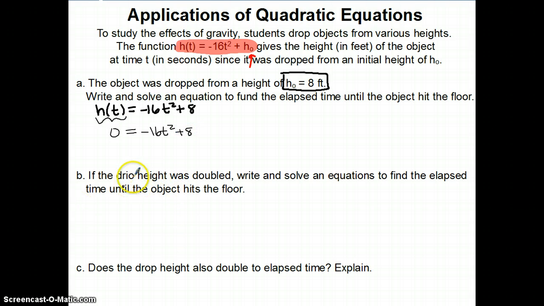Part B. This should say if the initial height was doubled, write and solve an equation to find the elapsed time until the object hits the floor. So now we have h sub 0 equaling 16. So my new equation is h of t equals negative 16t squared plus h sub 0, which is now 16. And we want to know when the object hits the floor, which again means that it has a height of 0. So I put a 0 in for the total height and then solve for t.